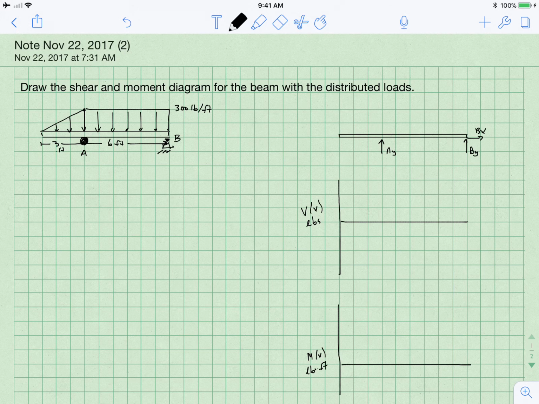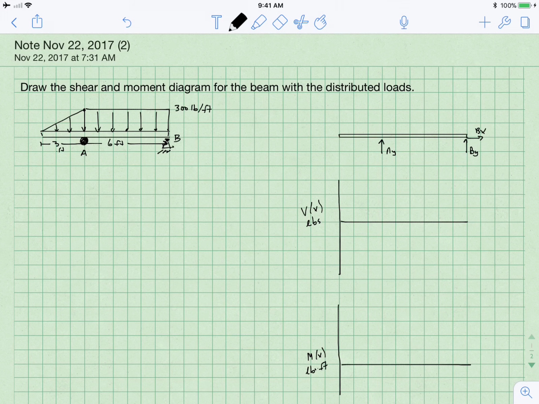Welcome to statics. We have a shear and moment diagram for a beam with distributed loads, and our job is to plot the shear forces as a function of distance and the moment forces as a function of distance across the beam. So let's get started with step number one, which is calculating the external reactions. I suggest you hit pause and do this yourself and make sure you get them right, and then hit resume.